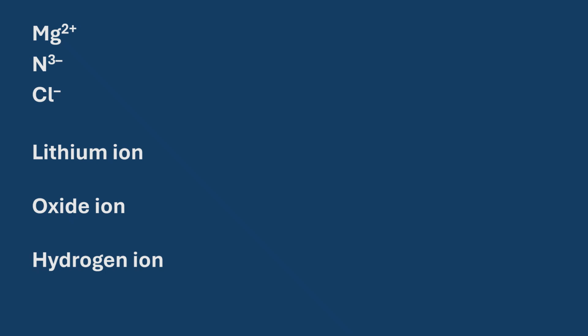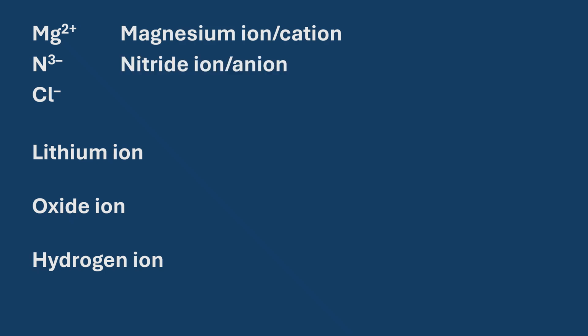Anions are slightly trickier because we have to employ those IDE endings that we've learned. So instead of simply nitrogen or the nitrogen anion, N3- is going to be named the nitride anion. Similar story with the chloride here. So for these 3, in the case of magnesium, it would be the magnesium ion or cation, the nitride ion or anion, and the chloride ion or anion.